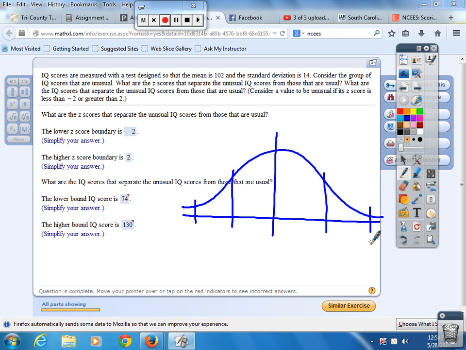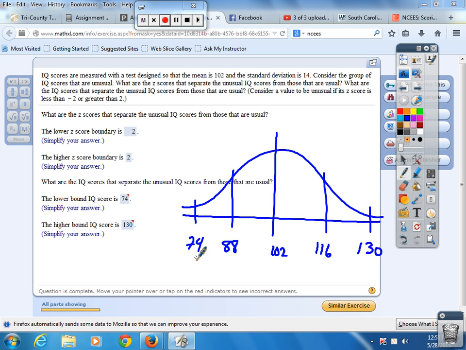So, the mean is 102. And the standard deviation is 14, so that'd be 116 and 130. Y'all check me. 102 minus 14 is what? Thank you. 88 minus 14 is 74. So, normality is between 74 and 130.